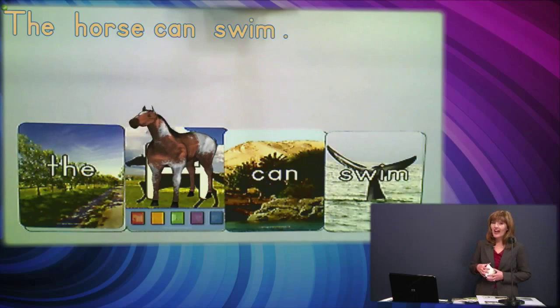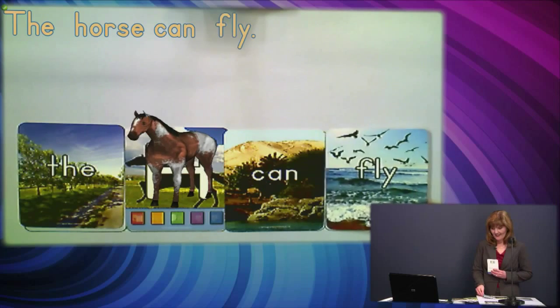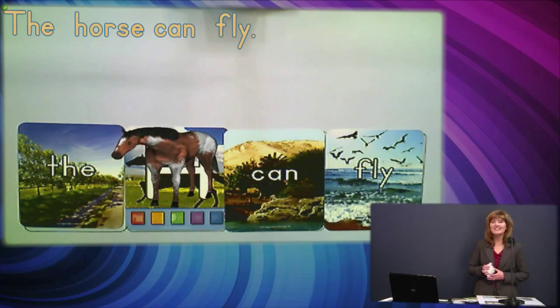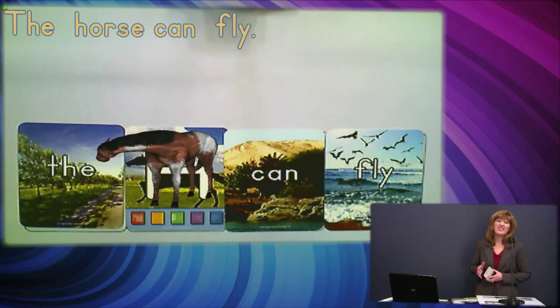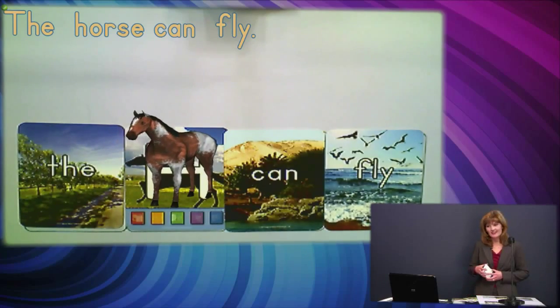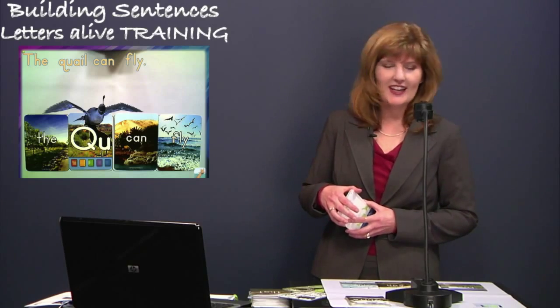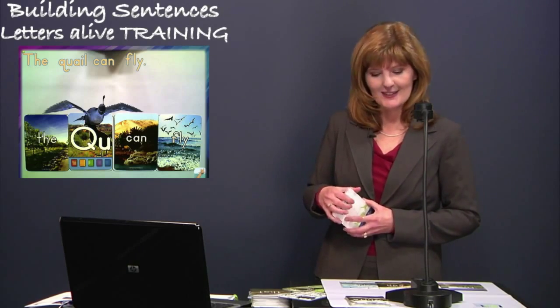If they do not do the action, they'll shake their head yes, they can do it, or no, they cannot. So we can put the horse can fly, and Henry will say no, he cannot fly because he's a horse and horses don't fly. This is a great way to talk about comprehension within your lessons because even though it's a complete sentence, he tells us no, he cannot fly because that doesn't make sense.